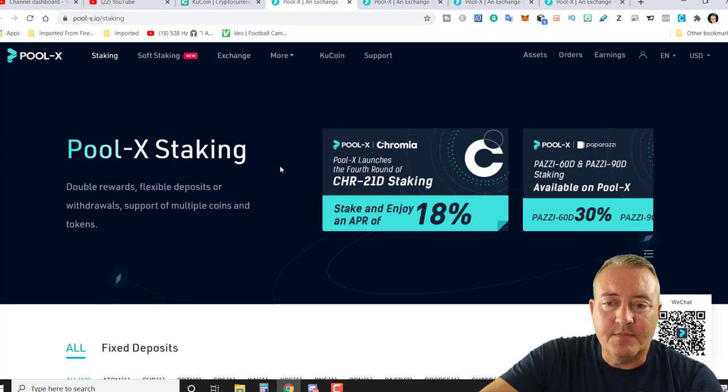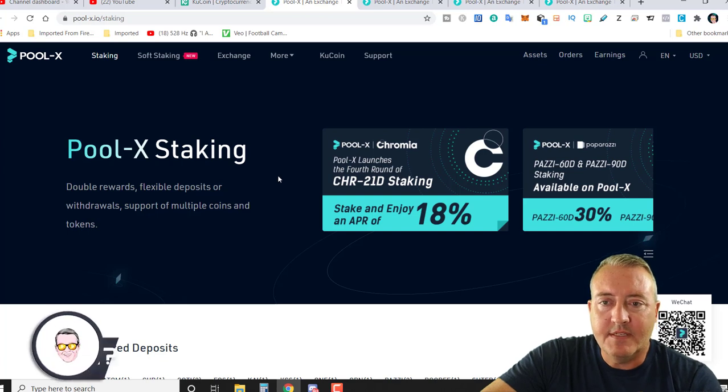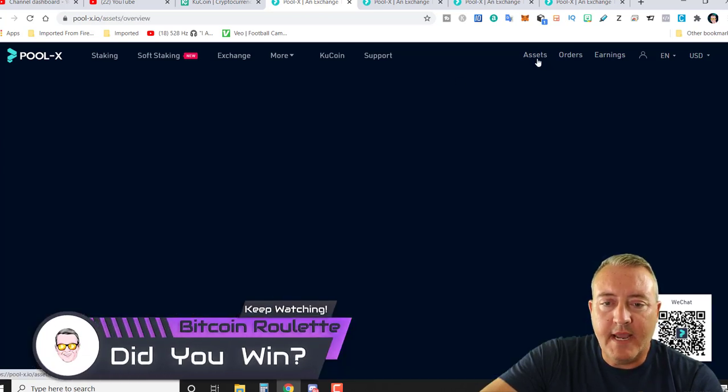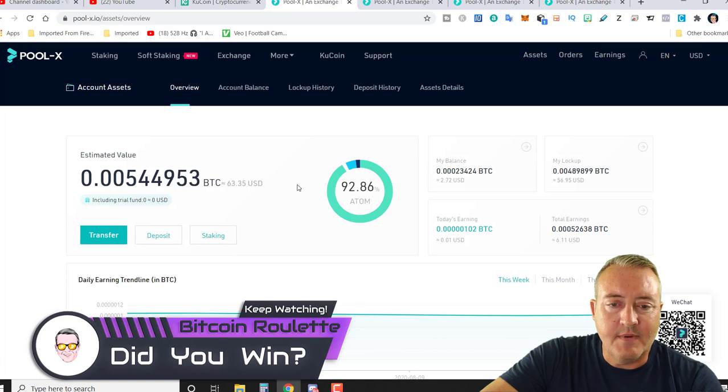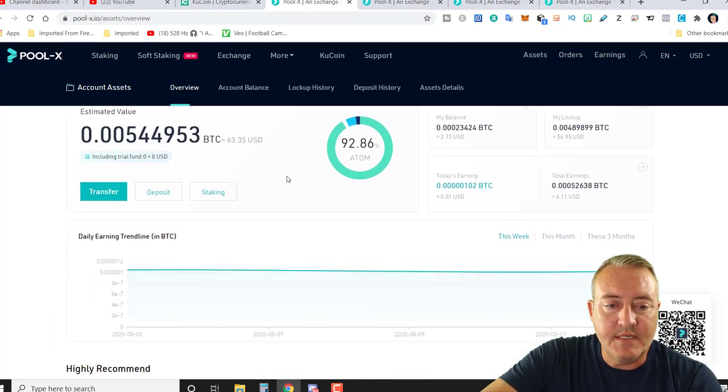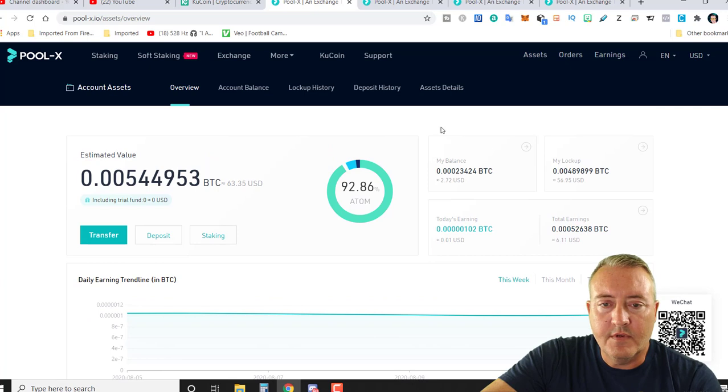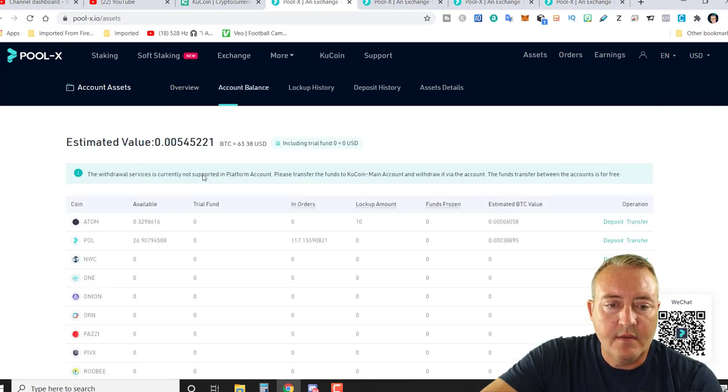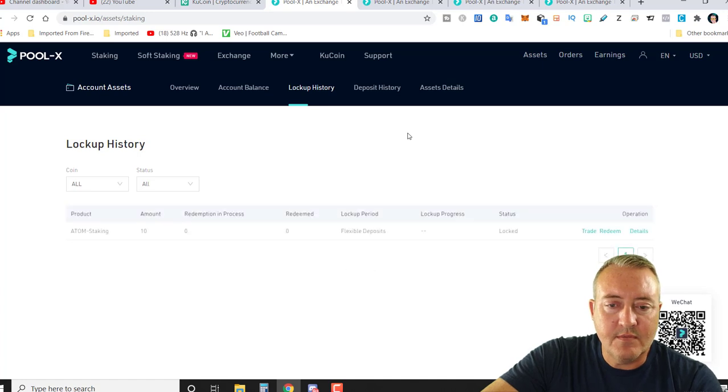Now, I'm still getting used to this myself. I do have a little bit of Atom staked here. And if I go over to assets right here, you can see estimated value is about $63 in BTC. And if I go over to account balance, you'll see that I've got Atom right here. And right here, POL, which is proof of liquidity, is what I've been getting from staking Atom. And you can see I got almost 27 right now. You can go to lockup history. That's where I went ahead and deposited my 10 Atom to start pool staking with.